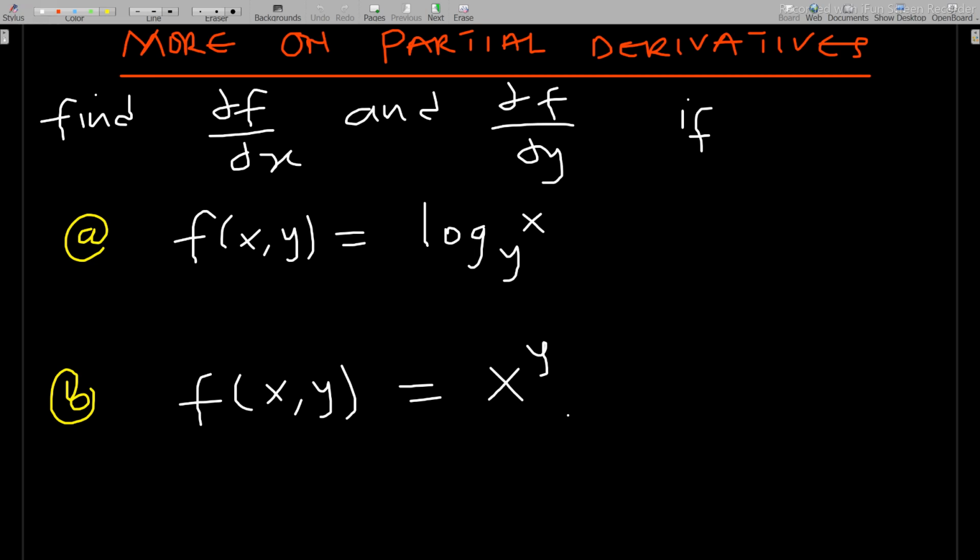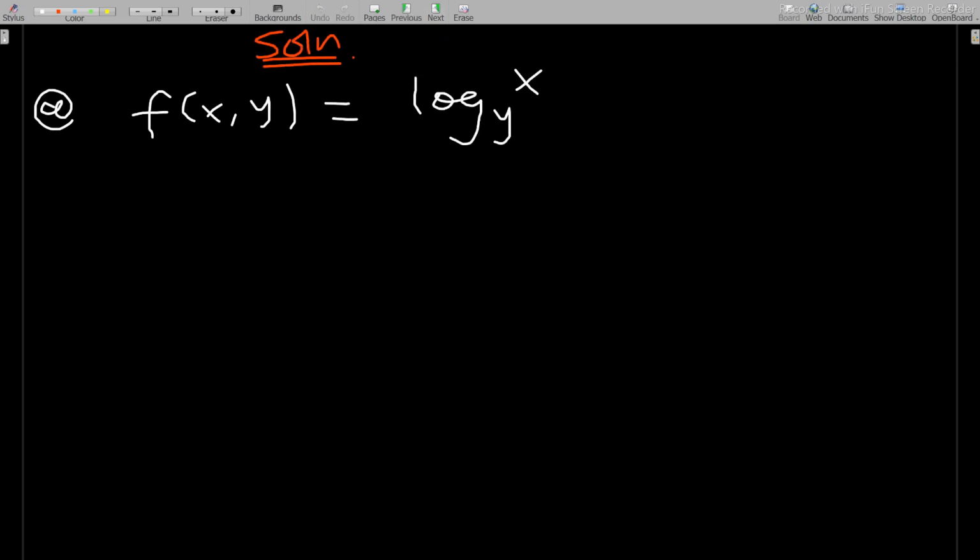Alright, let's start. You are supposed to find del f del x and del f del y of the following. The first one is f of xy being equal to log of x base y, and the second is f of xy being equal to x to the y. Okay, so let's start. With the first one, I'm supposed to find fx and fy, or del f del x and del f del y.